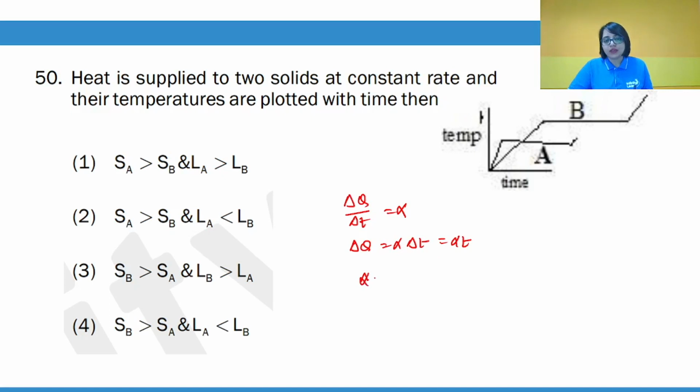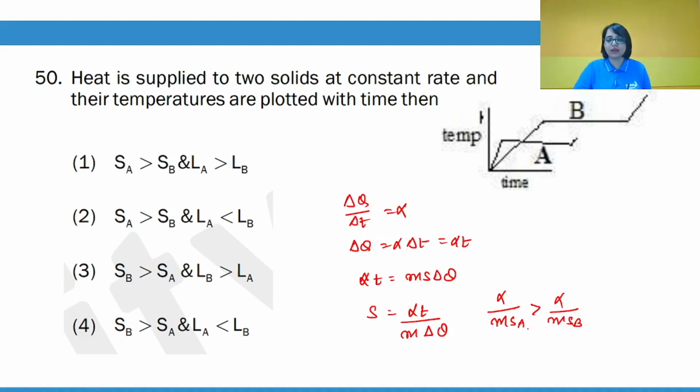Now this alpha t is equal to m s delta theta. So s will be alpha t divided by m delta theta. Now for these two solids, by looking at the slope, you can write that alpha upon m sA is greater than alpha upon m sB. So sA will be less than sB, and clearly mB is greater than mA. So LB is greater than LA. So the correct answer will be option 3.